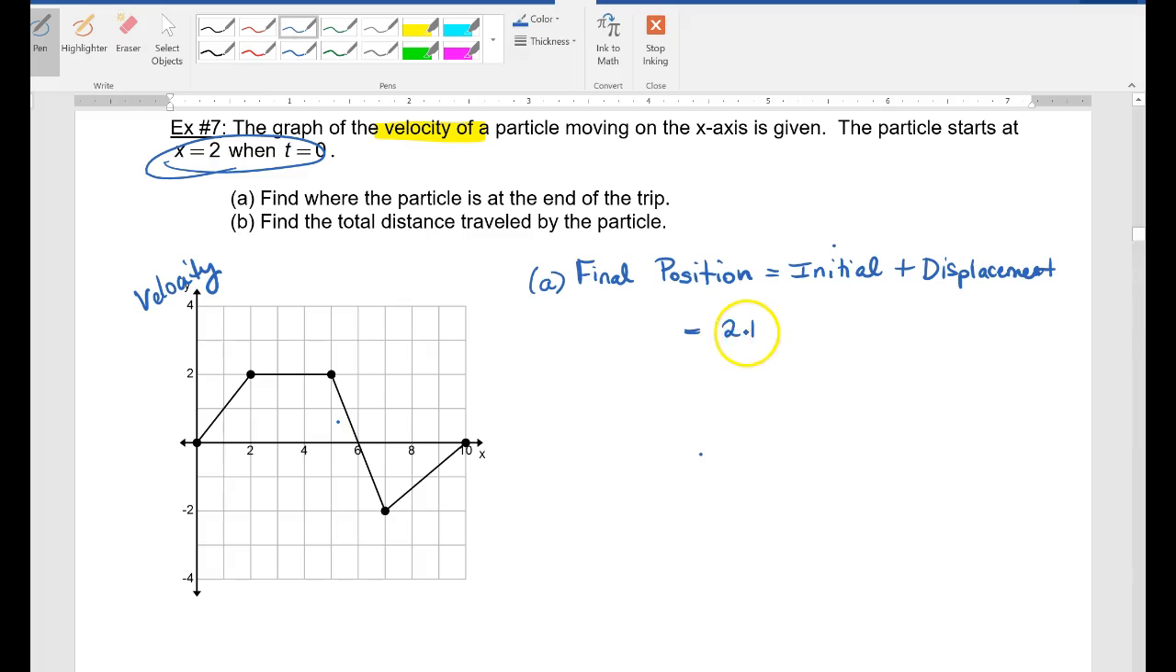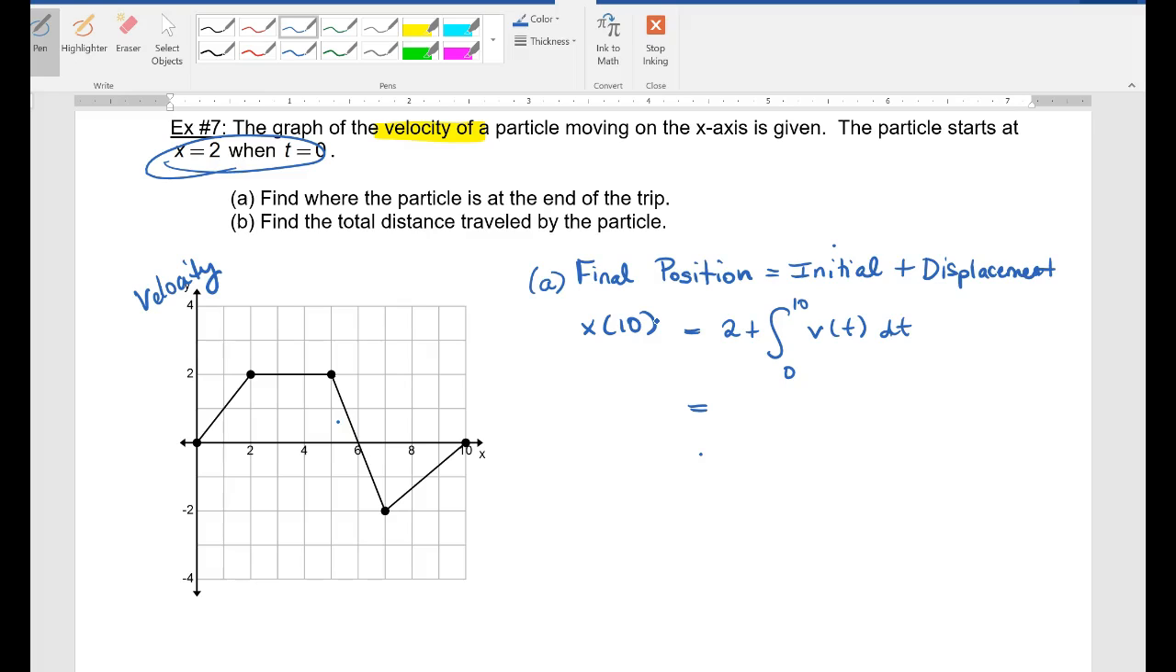So I have 2 plus the integral from 0 to 10. Why would it be 0 to 10 though, the position starts at 2? At t equals 0, wouldn't it be from 2 to 10? I want to find my position at 10 seconds. Okay, so never mind, this is x of 0, that's my initial, plus my displacement.